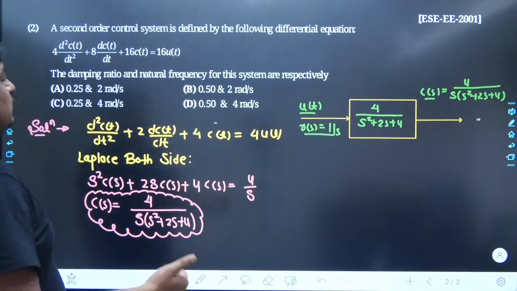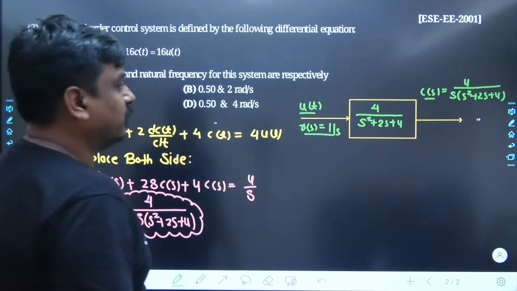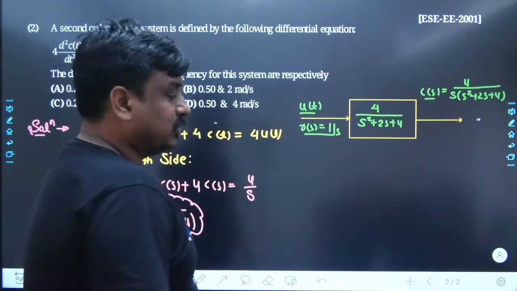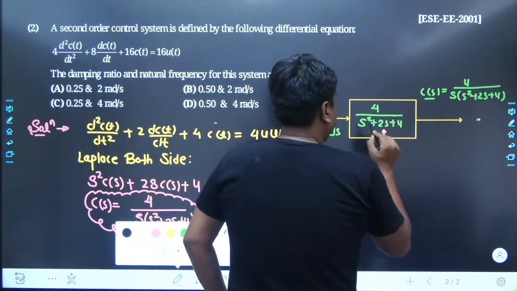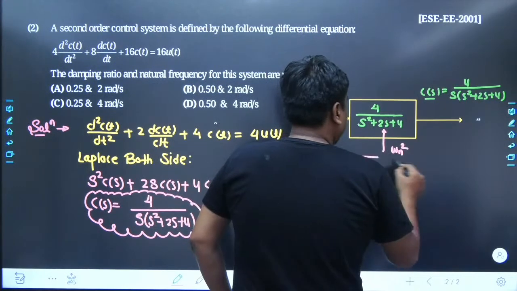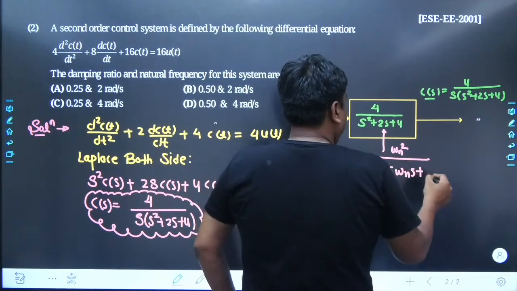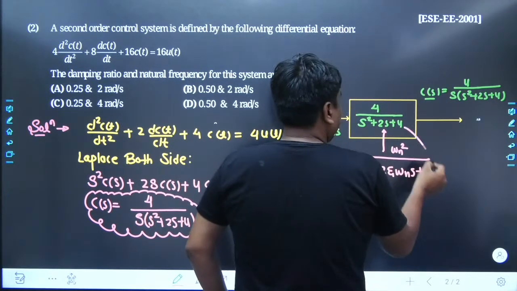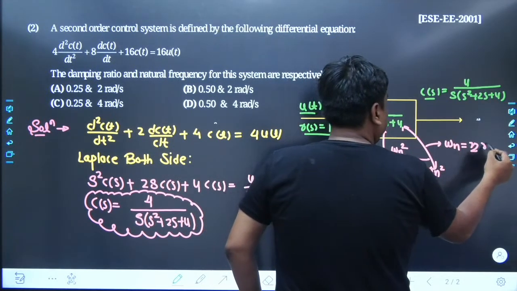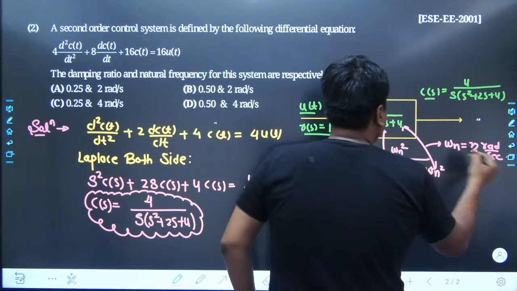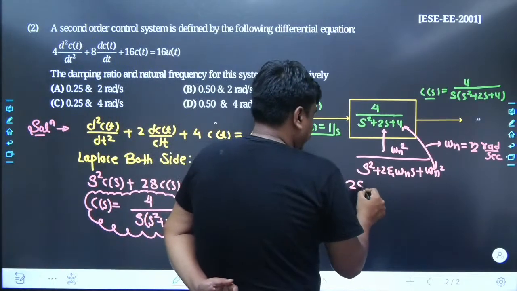Easily, by substituting into the standard form of the transfer function, you must be able to get the value of the damping ratio as well as the natural frequency of oscillation. May I know how the natural frequency of oscillation would be calculated? Just focus on this transfer function, which is omega n square divided by s² + 2 zeta omega n s + omega n square. Once we compare both, we get to know the natural frequency of oscillation is 2 radian per second. Once we are done with that, now if we focus on the value of zeta, it would be 2 times zeta into omega n.